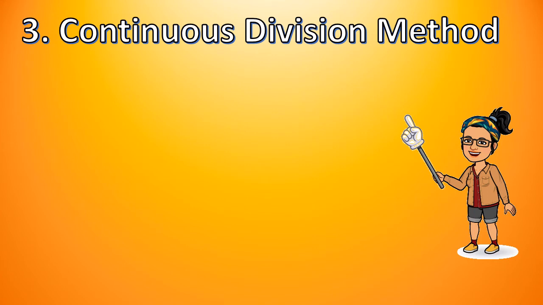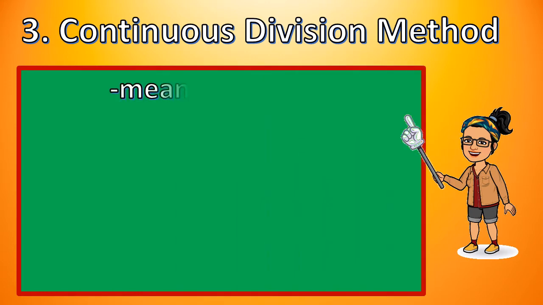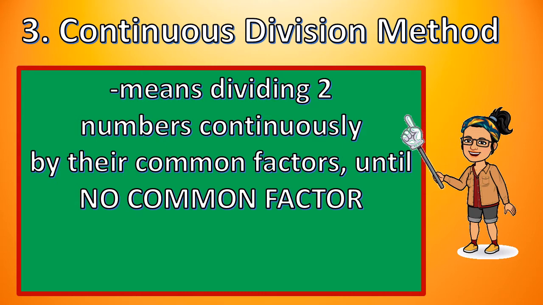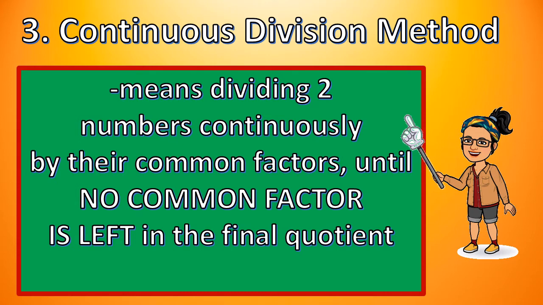What is continuous division method? When we say continuous division method, it means dividing two numbers continuously by their common factors until no common factor is left in the final quotient except 1. Again, it means dividing two numbers continuously by their common factors until no common factor is left in the final quotient except 1. Did you get that? Okay, let's have an example.